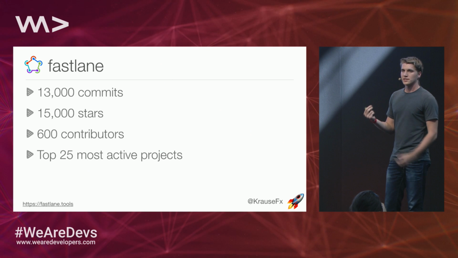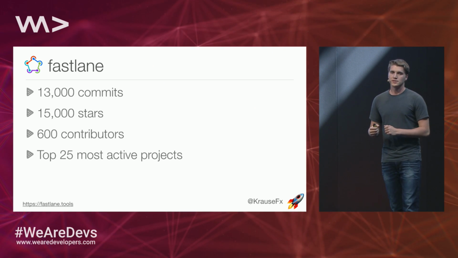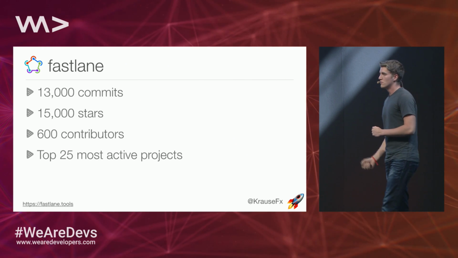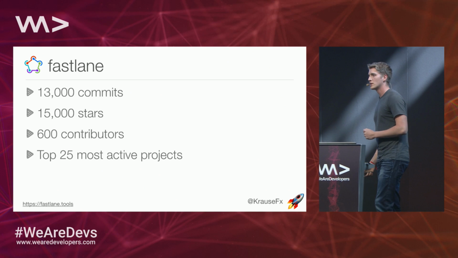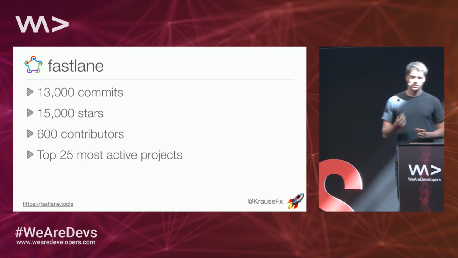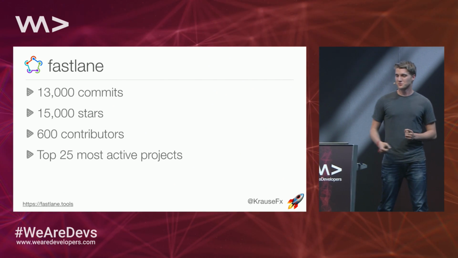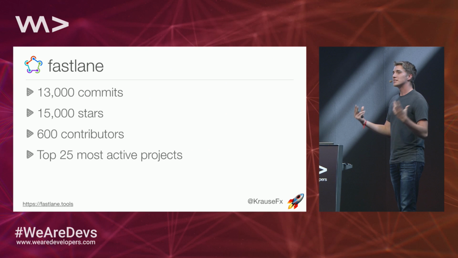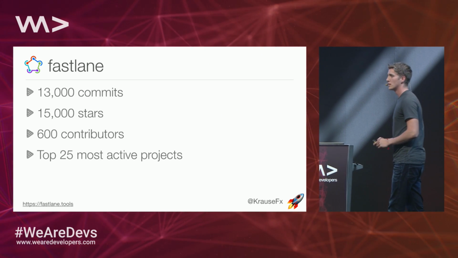I was lucky enough to start this small side project, Fastlane, and grow it into a tool that is now part of Google with over 13,000 commits and 15,000 stars on GitHub. Fastlane is actively being developed by over 600 external contributors. Some of them are here in the audience. That's really cool. And it was recently named as one of the most active open source projects on GitHub.